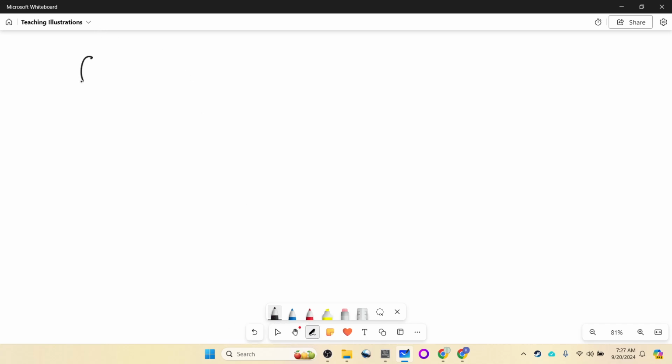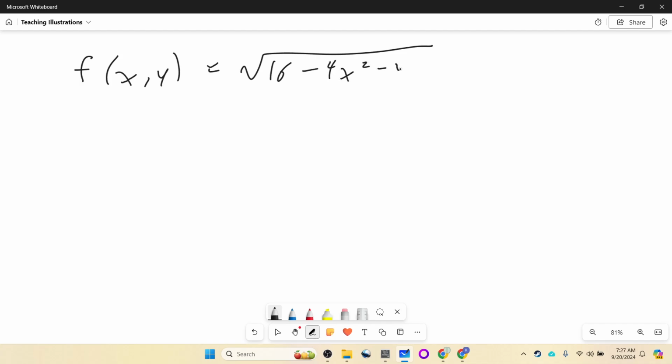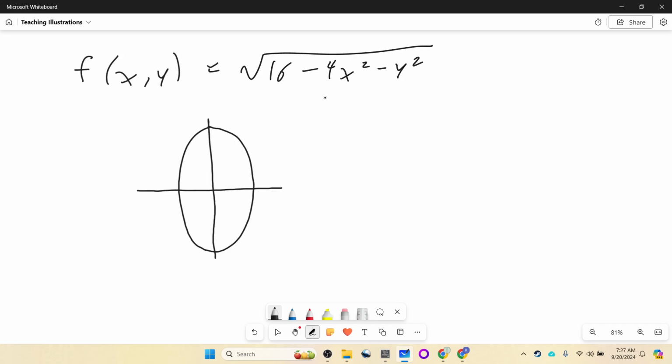All right, so f of x, y is the square root of 16 minus 4x squared minus y squared. What values can this take? Well, this gets us back into our question about the rulings and the traces. We say here we got 16 minus 4x squared minus y squared. What is the smallest this could get? Well, the smallest it could possibly get is f equals 0.